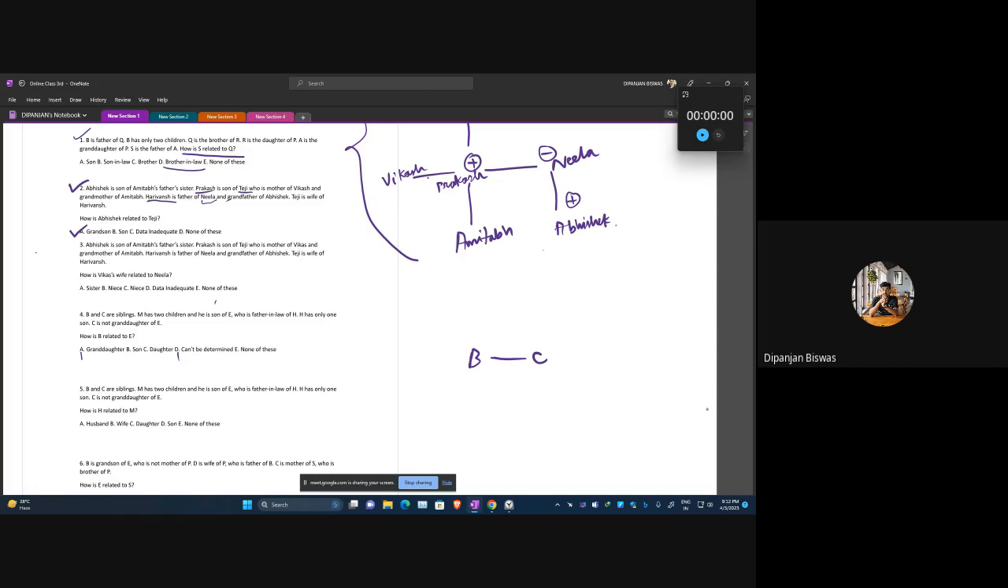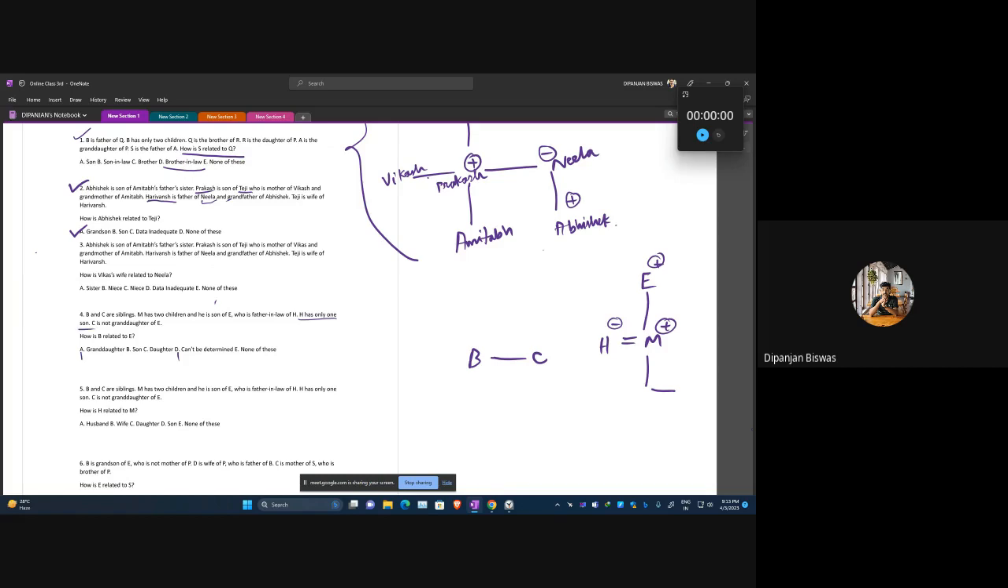Okay, M has 2 children and he is son of E. So M is son of E. And M has 2 children. Okay, 2 people. E, who is father-in-law of H. So E is definitely a male person and someone should be married to M, some female person who is married to M. So that E is father-in-law of H. Okay. H should be married to M. That way E is father-in-law of H. But here, as you can see in the next thing, you're given H has only one son.